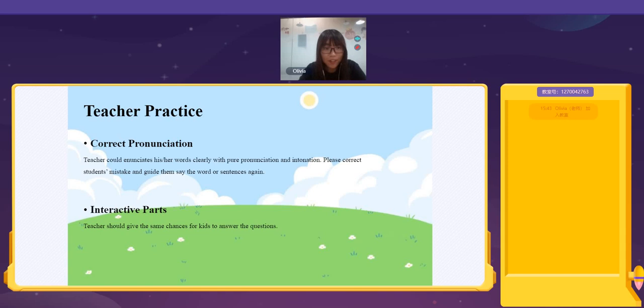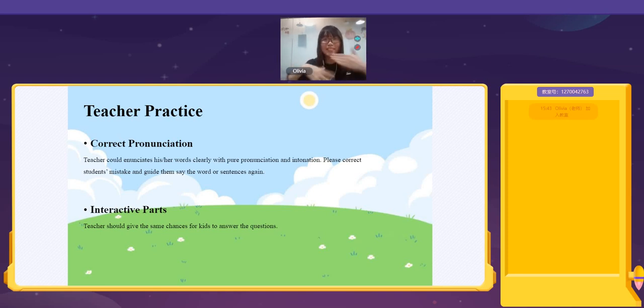And the next part is the interactive part. Teacher should give the same chances for kids to answer the questions. Teacher could make an order for kids to answer the questions. For example, there are 4 students in the classroom, A, B, C, D. So teacher could ask the questions or make them repeat after you by calling their names in an order like maybe B, A, C, D or D, C, B, A.